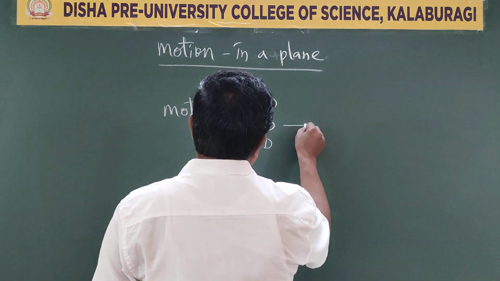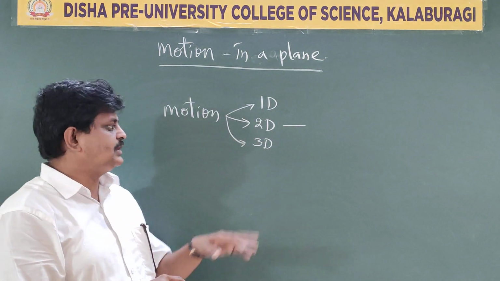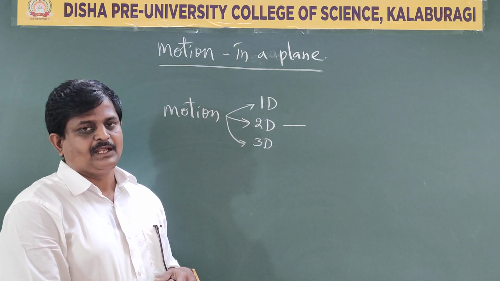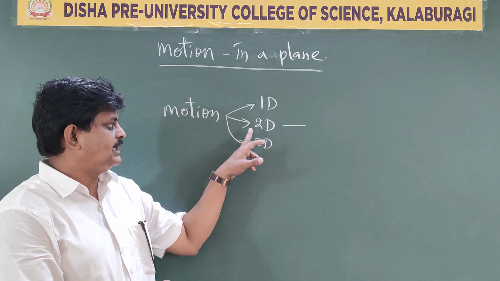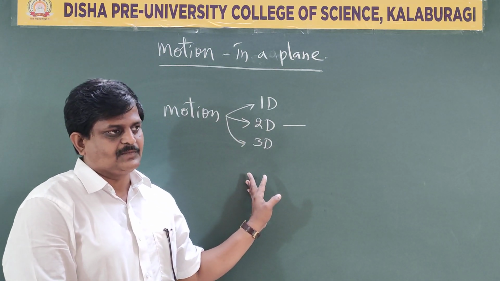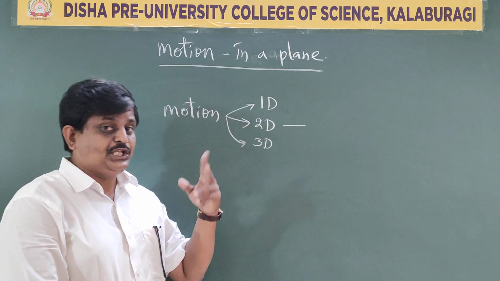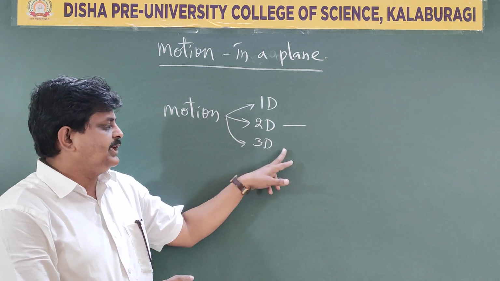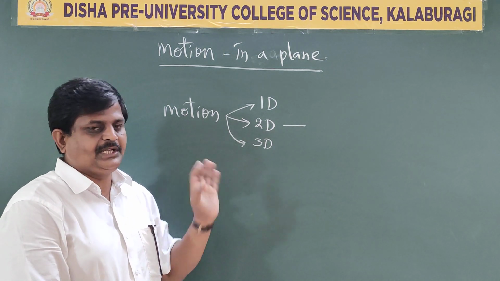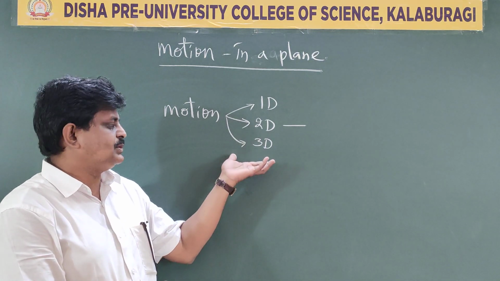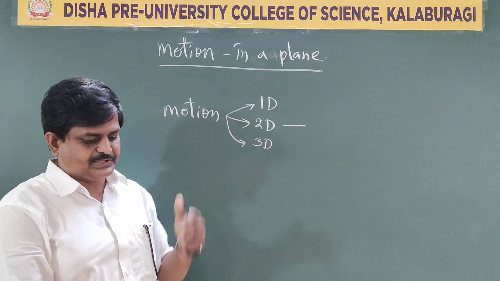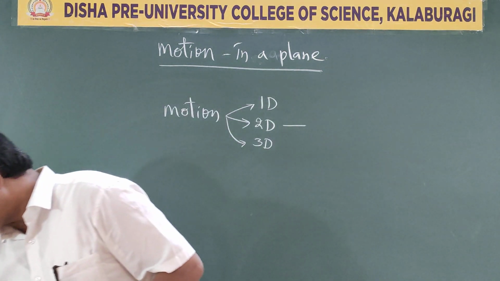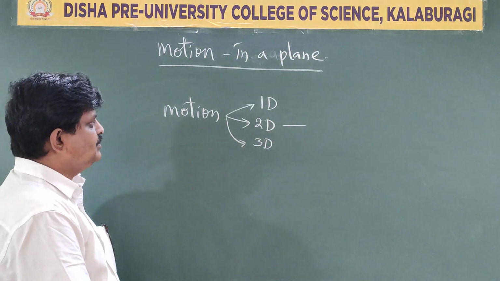So another one is motion of an object on a surface, which can be called two-dimensional. Or, to locate the position of an object out of three coordinates, any two coordinates can be used. Let me repeat, to locate the position of an object out of three coordinates, any two coordinates can be used. That is called two-dimensional motion. Next, if the position of an object is determined by three coordinates, then it is called three-dimensional, or in simple words, motion of an object in space.